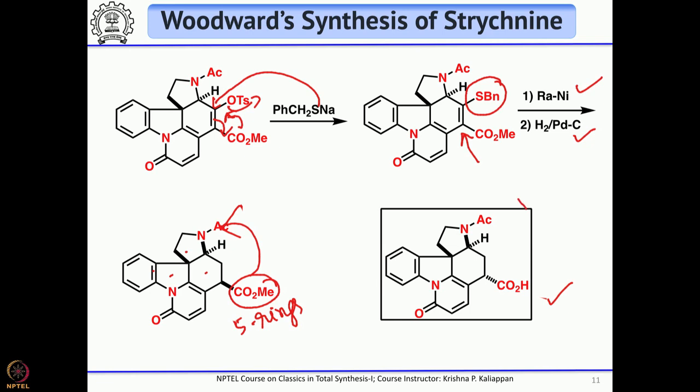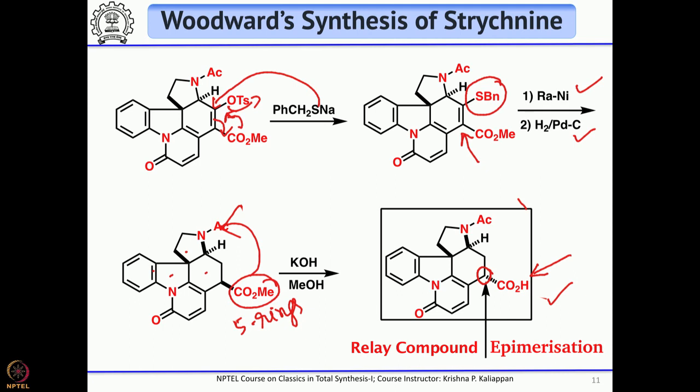First he hydrolyzed the ester to the carboxylic acid with potassium hydroxide in methanol, and at that time this particular carbon also underwent epimerization. If you draw a possible conformation of this molecule, after epimerization this carboxylic acid occupies the equatorial position. That is why it undergoes epimerization when you treat with potassium hydroxide methanol to get the alpha carboxylic acid. This is one of the compounds prepared in large quantity from strychnine by degradation.